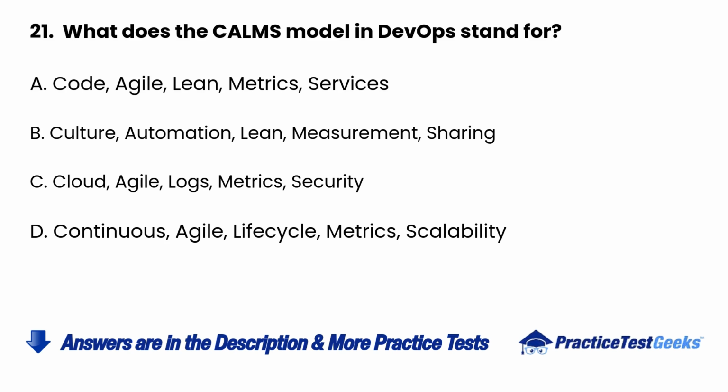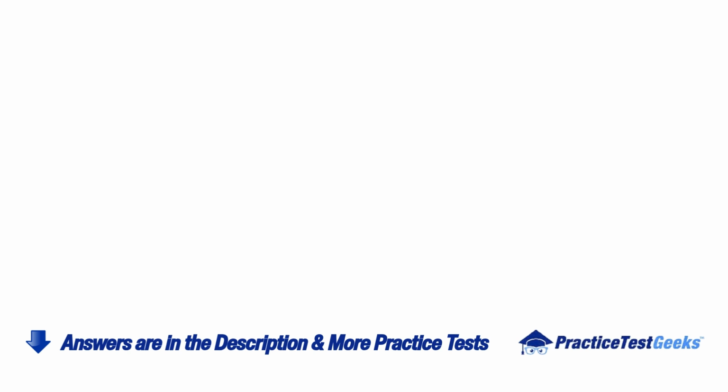21. What does the CALMS model in DevOps stand for? A. Code, Agile, Lean, Metrics, Services. B. Culture, Automation, Lean, Measurement, Sharing. C. Cloud, Agile, Logs, Metrics, Security. D. Continuous, Agile, Lifecycle, Metrics, Scalability.